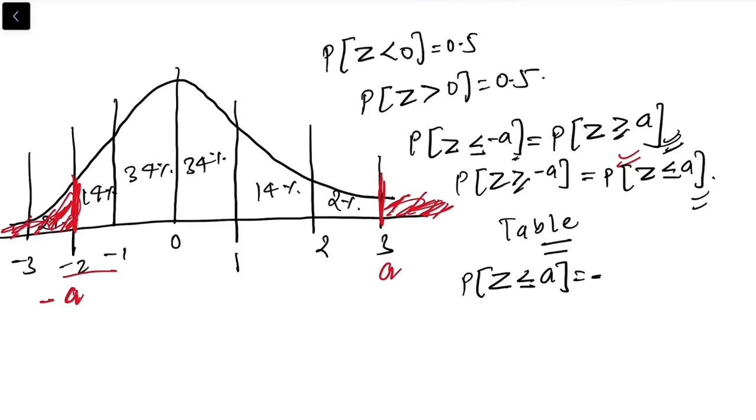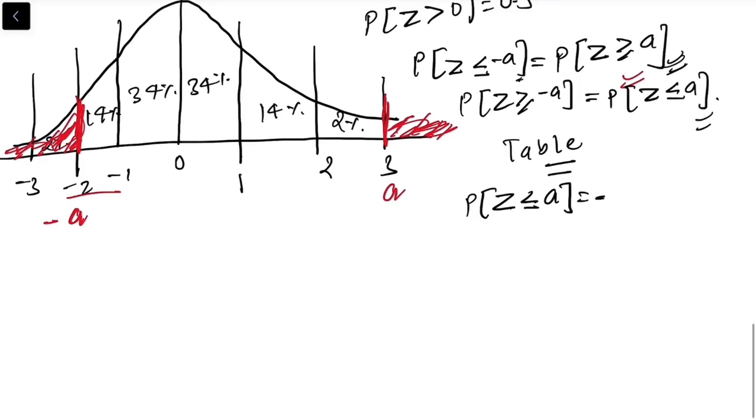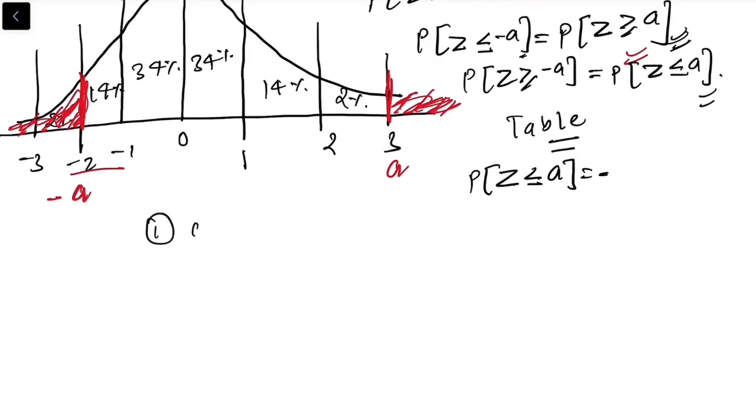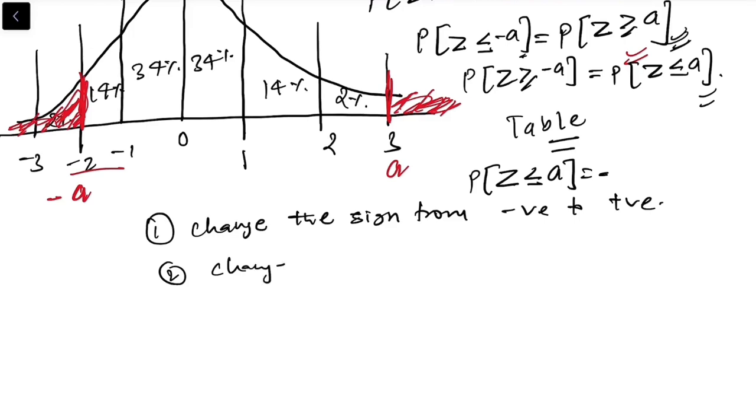Priority always goes to correction of value first, from negative to positive, and then we change the inequality sign. All right, so first we change the sign from negative to positive, and then we change the inequality sign. So this is the order: first we change the sign from negative to positive, and then we change the inequality sign.